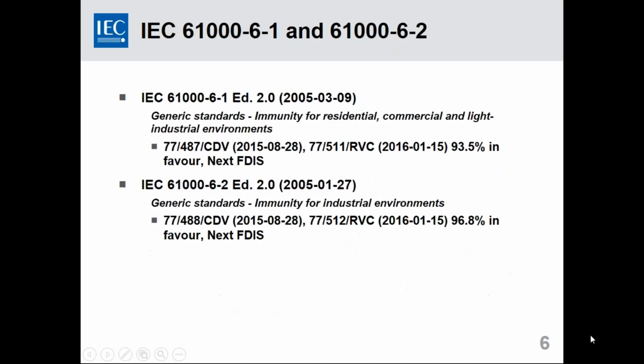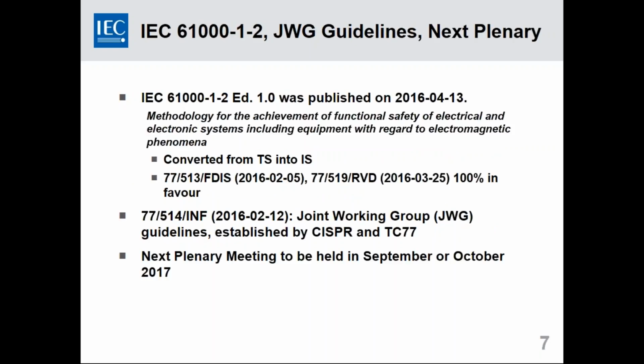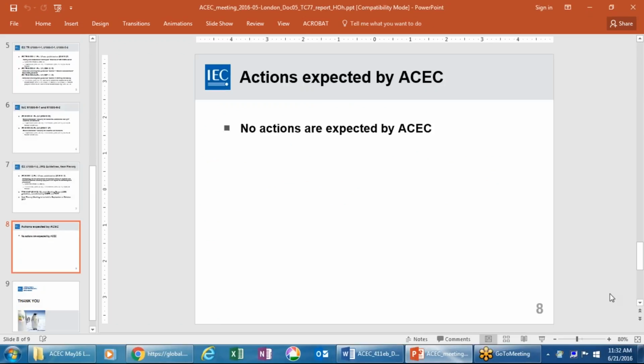Okay, let me continue on here. Already talked about the generics. 6-1 is residential, commercial, light industrial, and 6-2 is industrial. Let's see if there's anything else I want to talk about here. I think I prefer to go into the subcommittees at this point, so let me escape and close this out.